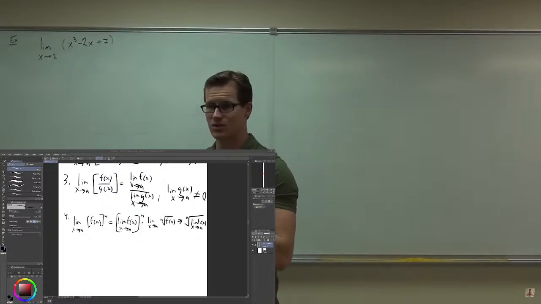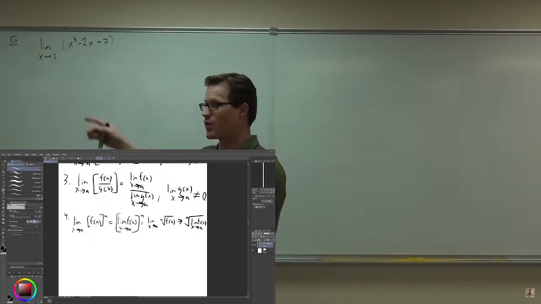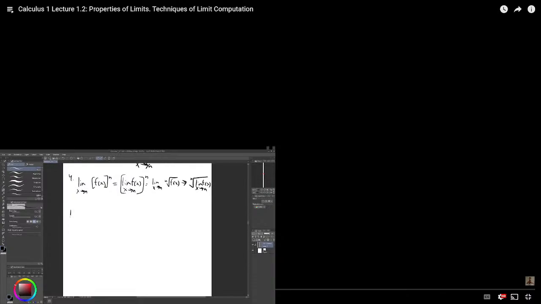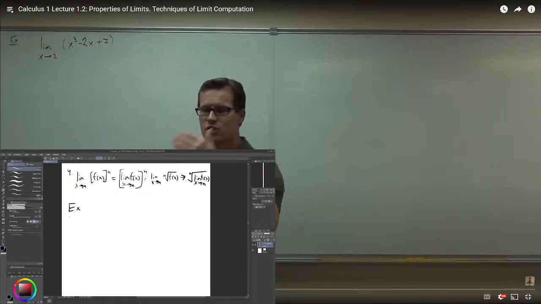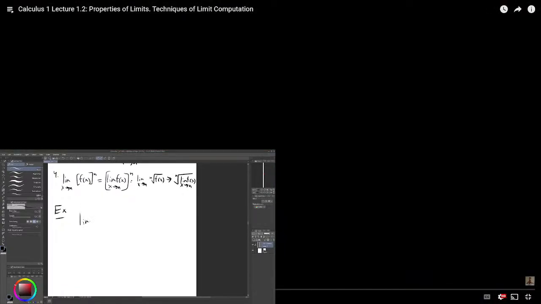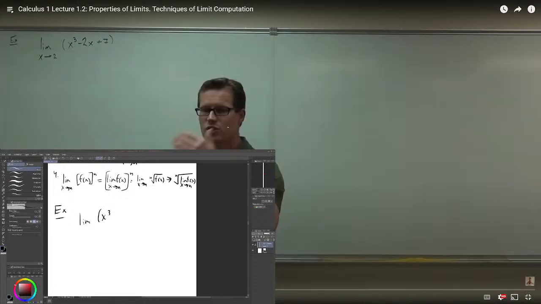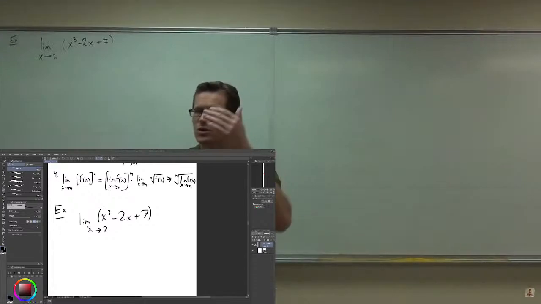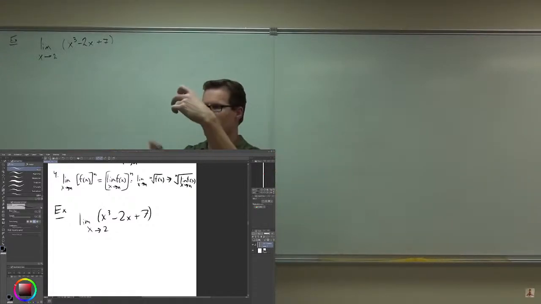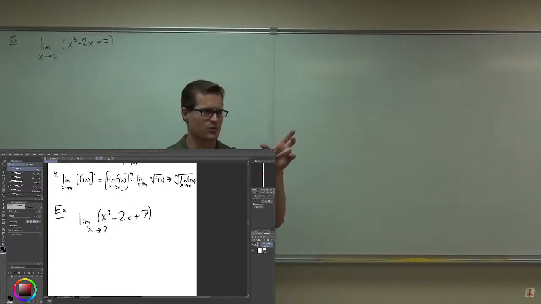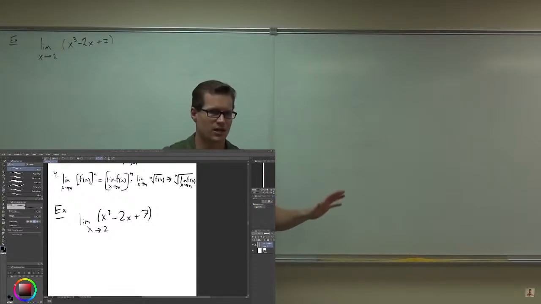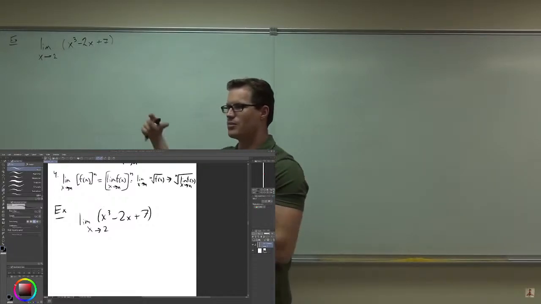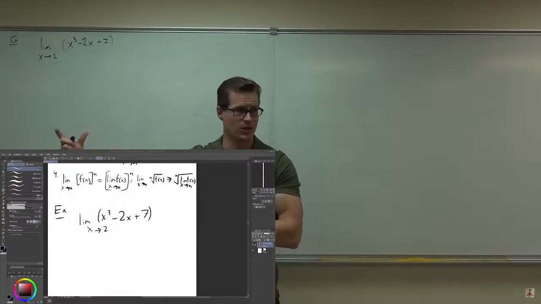Are you ready to see how we can do that to evaluate that limit without doing those silly, like, check 2 in the middle and then find out from the left and from the right? Remember doing those tables? We don't want to do that anymore. We want to use the properties and our basis for limits to be able to solve this thing. You ready to do it?